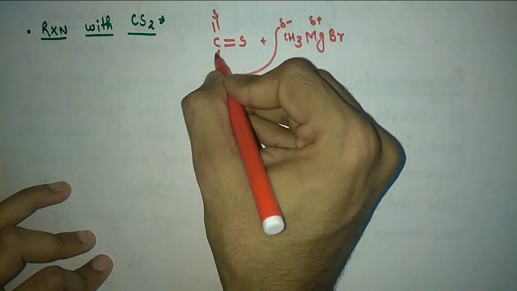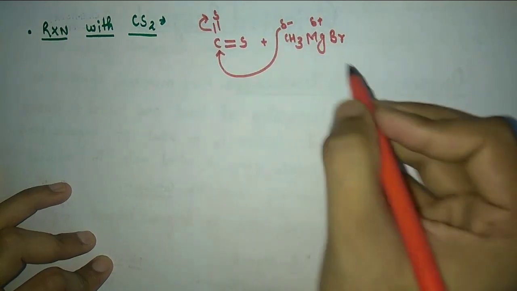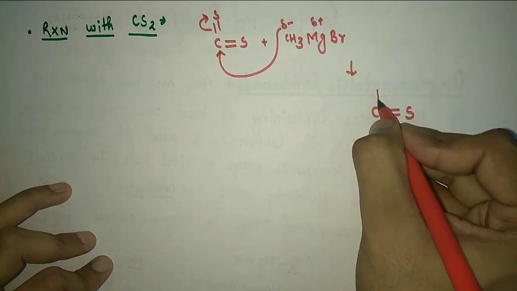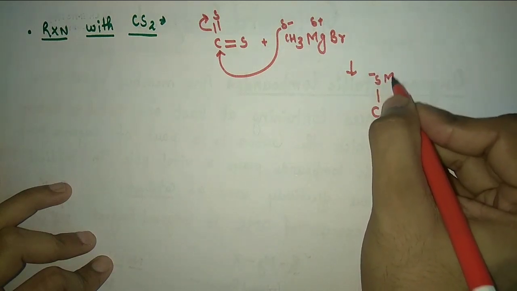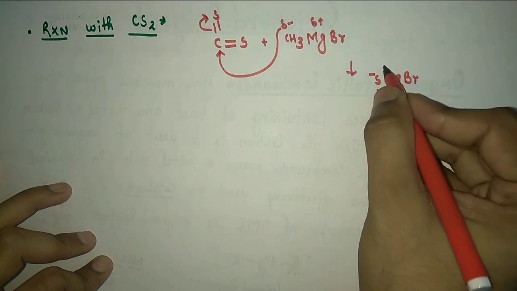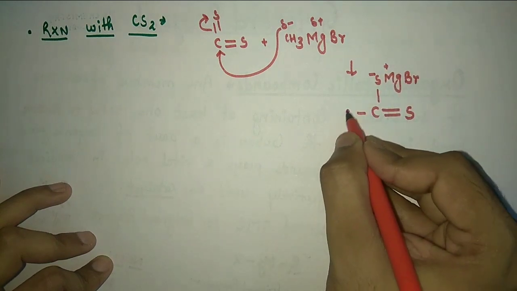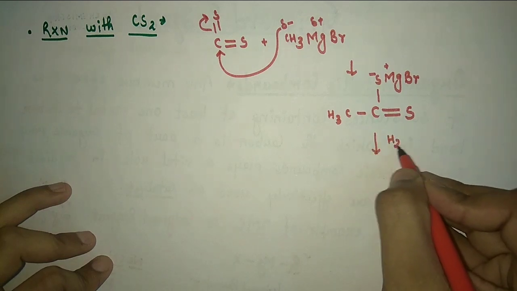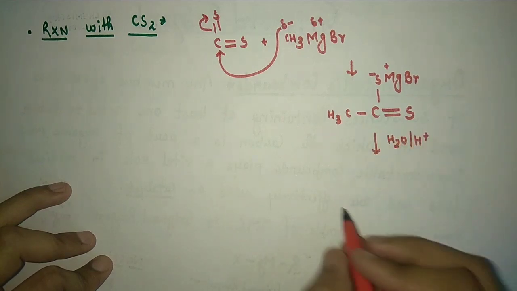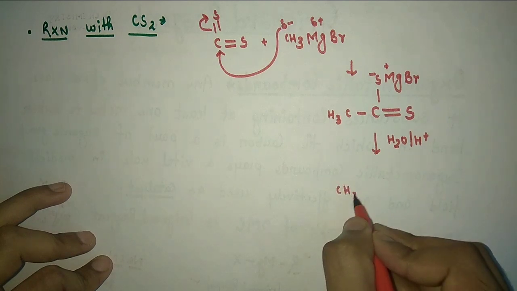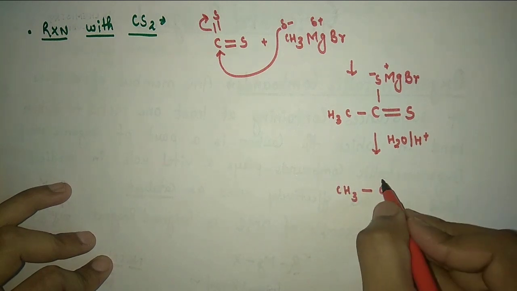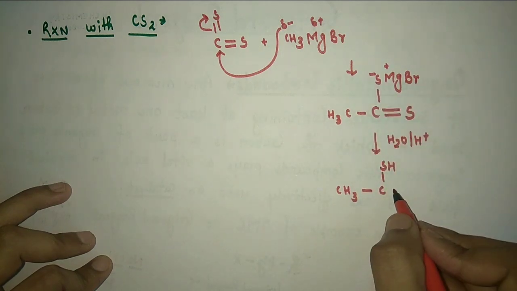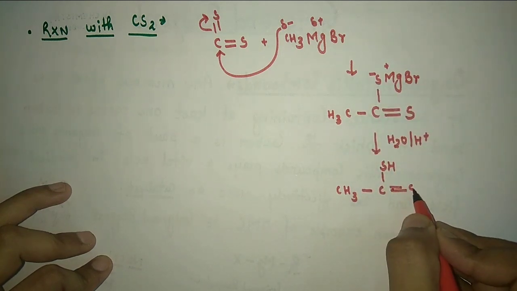This goes to this positively charged carbon atom and this moves to this. So what happened? C double bond S, single bond S minus, and MgBr positive, and this is CH3. And after the hydrolysis in the presence of acidic medium, we get CH3C. This is SH. This will abstract a proton, and this is double bond S.